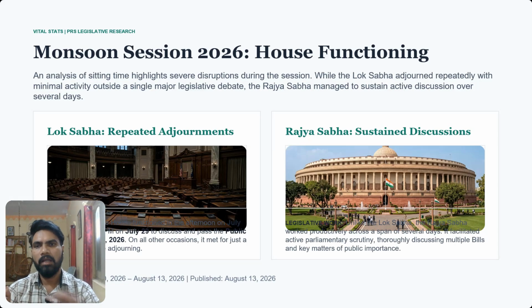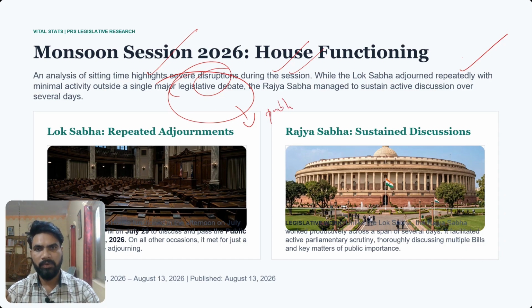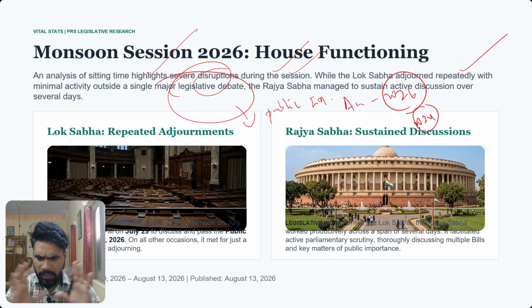If you see the functioning of the house, the analysis of sitting time highlights severe disruptions during the session. The Lok Sabha adjourned repeatedly with minimal activity outside a single major legislative debate, the passage of the Public Examinations Amendment Act 2026, which amended the existing 2024 Act. Other than that, for the rest of the business, there were always disruptions on one issue or another, maybe the chanda chori, maybe exam paper leaks, and n number of issues. Because of all those things, the proceedings got adjourned.